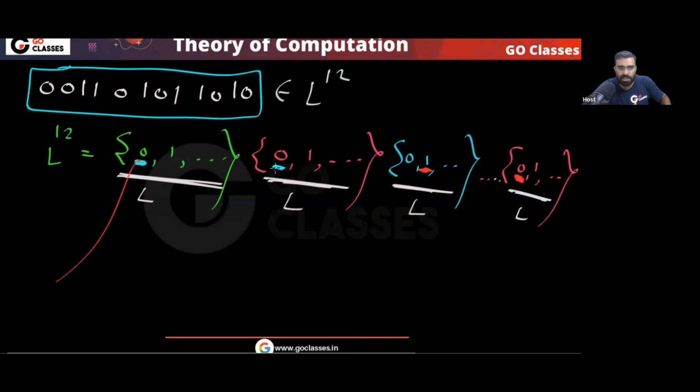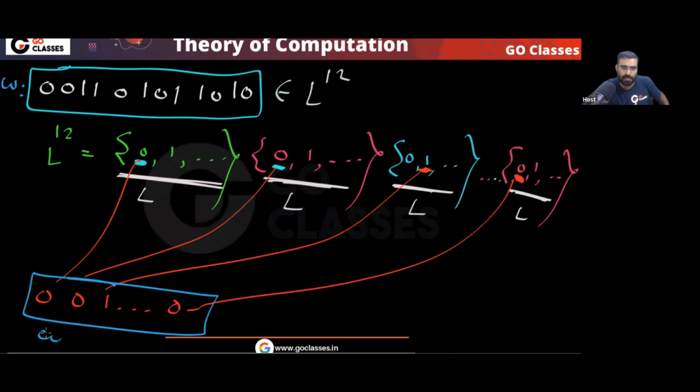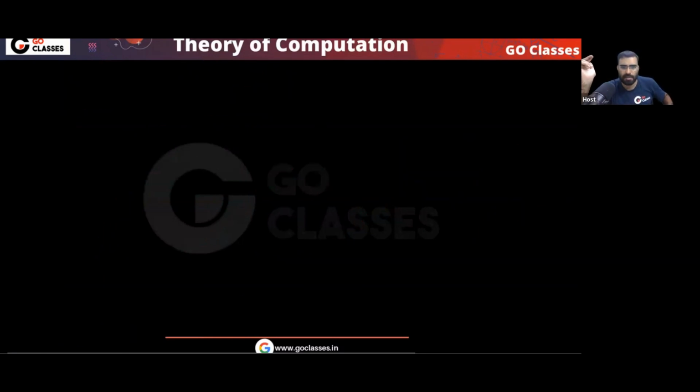Means from here you take 0. From here you take 0. From here you take 1, and so on. And from here you take 0. So you will get this string. Whatever this string is, you will get that string W. I hope this point is clear. So simple. This is your first question. So remember, the question is actually very simple.